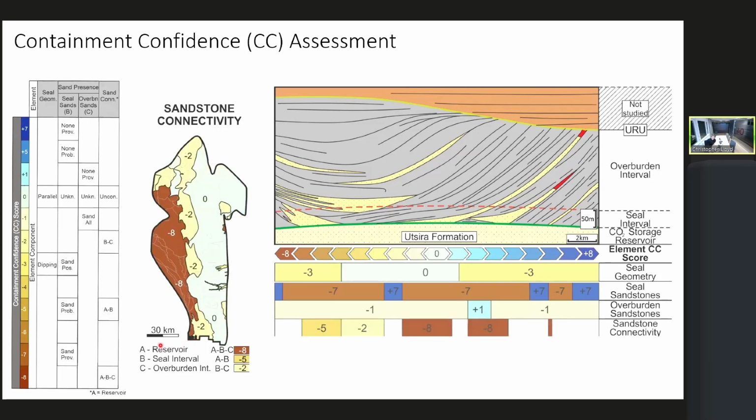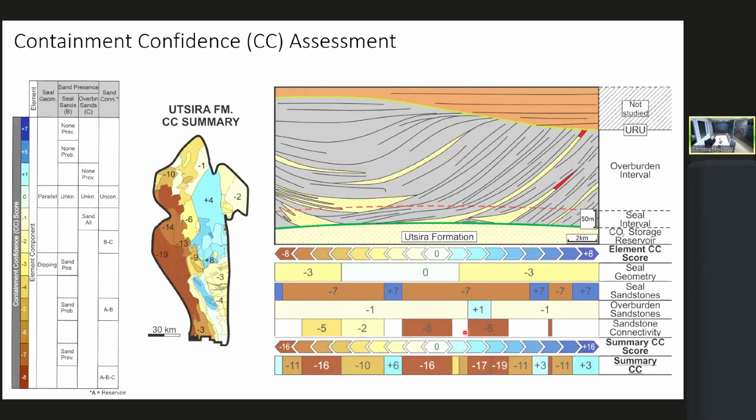So we look at connectivity between the three intervals: reservoir, seal interval, and overburden interval. Where we have a full connection path between the three, we assign the score that reduces our confidence in containment the most. And when we only have it between two, depending on what sort of connection it is, that also reduces our confidence. Then you can see on the schematic how each area scores differently on each element. The end goal is then, for each location, to sum up the scores to give an overall containment confidence, which shows the lateral variability. You can see here how much it varies over quite a short distance.